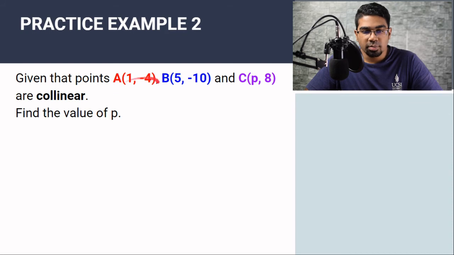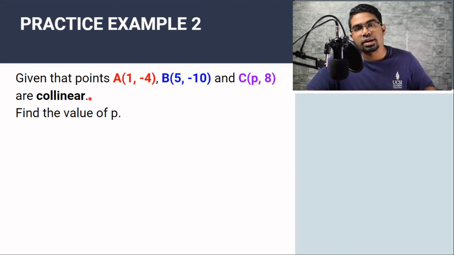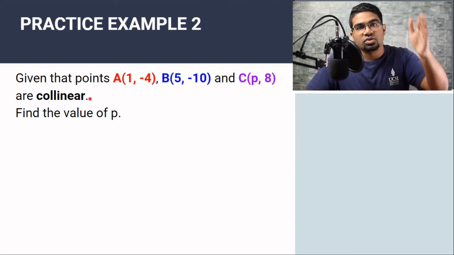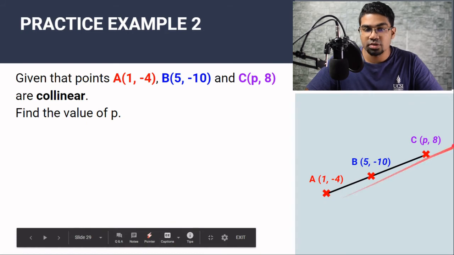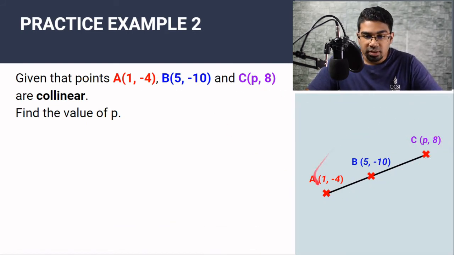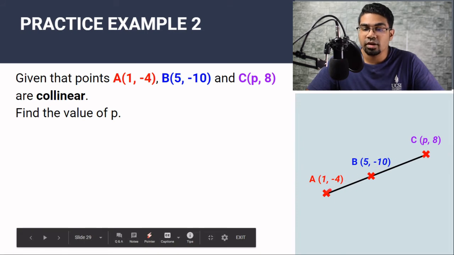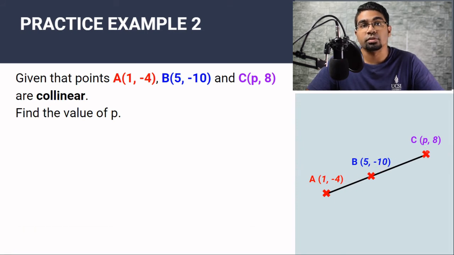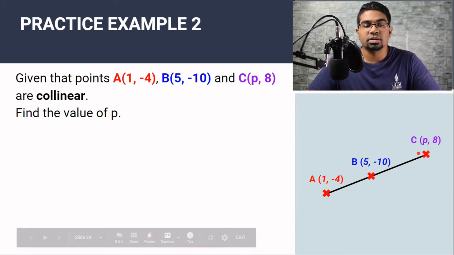Given that points A, B and C are collinear, so this term here, collinear, means if we draw a line connecting all the points, it will be a straight line. We just draw a straight line and we just put in points A, B and C. It doesn't matter where you put the points. Again, we don't have to draw it accurately. We don't have to plot the points. Just sketch it out. It makes it easier to visualize.